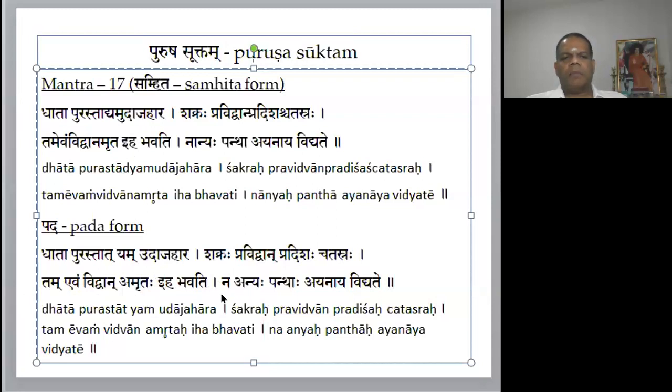Na plus anyaha becomes nanya. Na plus anya becomes nanya. Panthaha. In that, the visarga is dropped because of sandhi. Ayanaya vidyati. Okay, so that's all the word split. We can look at the word to word meaning now.